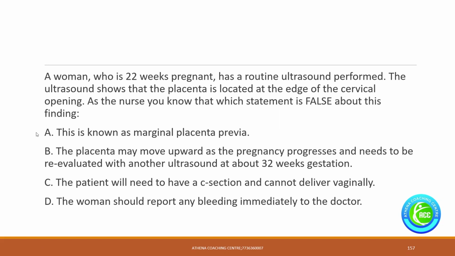See, we need to select a false answer. That is the correct answer. You need to select the false statement. Please remember this. You need to select the false statement. So the first option, this is known as marginal placenta previa. That is a correct statement, so we don't require this as the answer. So we will remove A.